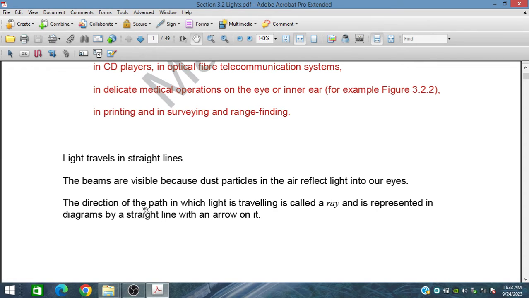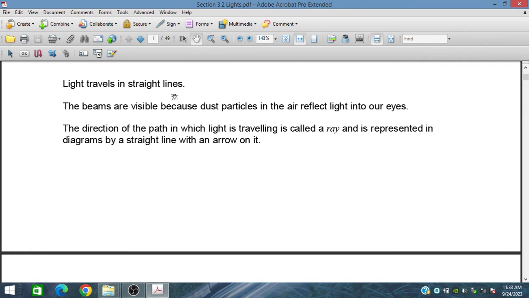The direction of the path in which light is traveling is called a ray. It is represented in a diagram by a straight line with an arrow on it. So light travels in a straight line, and we see dust particles in the light's path due to the reflection of light on these dust particles.